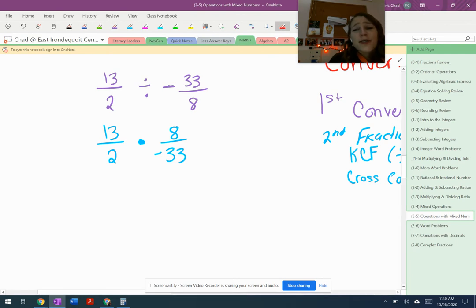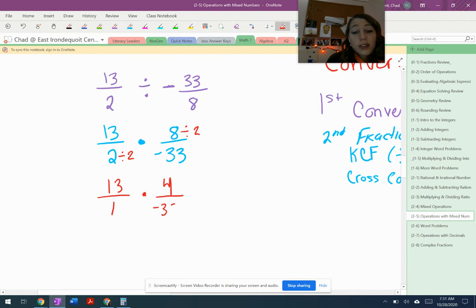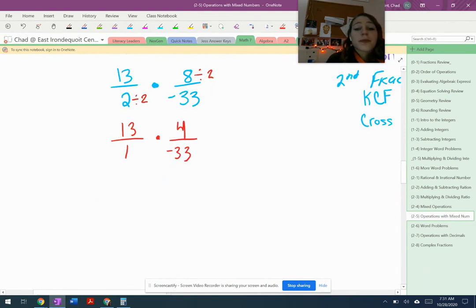So 13 and 33, 13 is a prime number. Nothing goes into 13 other than 13 and 1, and 13 definitely doesn't go into 33. But I can cross-cancel the 8 and the 2. 2 goes into 2 once, and 2 goes into 8 4 times. So 13 over 1 times 4 over negative 33. Ooh, this is an ugly number. All right, so then we just multiply. 13 times 4, you could use your calculator for that. I'm feeling lazy. 3 times 4 is 12, 4, 5, 52.